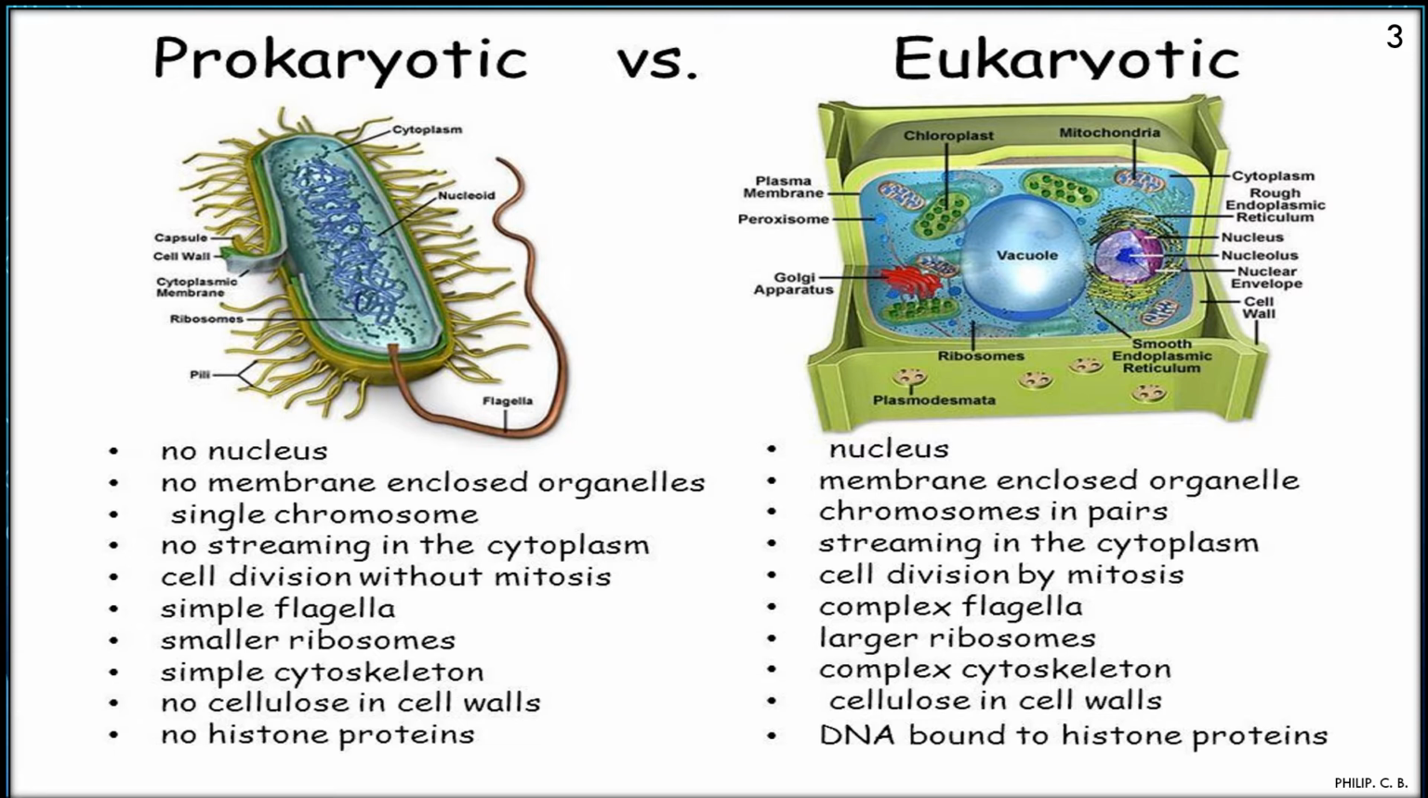Then cell division without mitosis, whereas in case of eukaryotic cells, cell division takes place with the help of mitosis, that is equational division. Further, simple flagella. In case of eukaryotic, the flagella is complex. Smaller ribosomes, here larger ribosomes; simple cytoskeleton, complex cytoskeleton; no cellulose in cell wall, here cellulose is present; no histone proteins, whereas DNA is bound to histone proteins in eukaryotic cells. So these are the basic differentiating points between prokaryotic and eukaryotic cells.